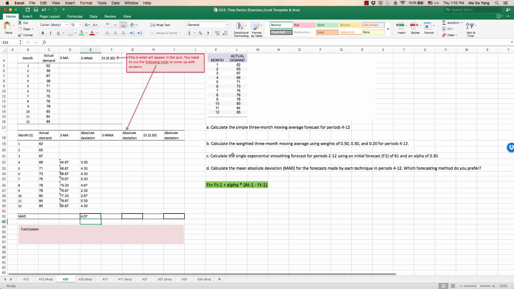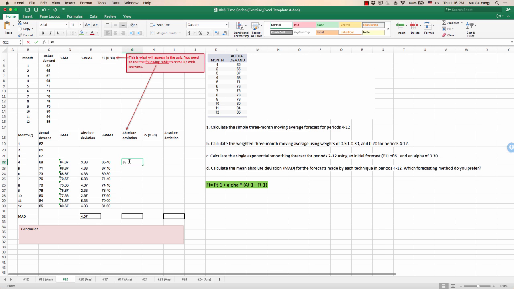Okay, next is to calculate the weighted 3 months moving average using the weights of 0.5, 0.3, and 0.2. As you recall, for the weighted moving average, the weight scale is given. So you are giving different weight to different data values. The highest weight is given to the most recent data, and the lowest weight to the oldest data. So starting here, 0.5 times the most recent data, which is month 3, plus 0.3 times month 2, plus 0.2 times the oldest data, which is month 1. Then you can copy the formula.